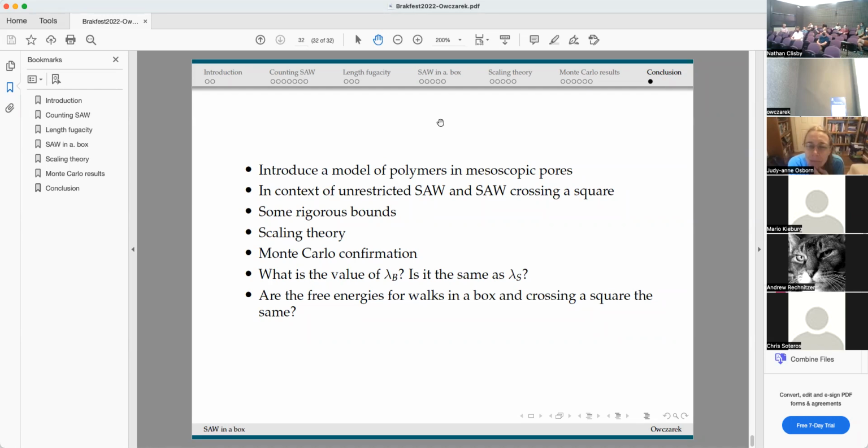With your Monte Carlo work, what size boxes did you use? What size boxes do we go up to? The box was 128 by 128. We can't match that by series. Still further questions? Alex.